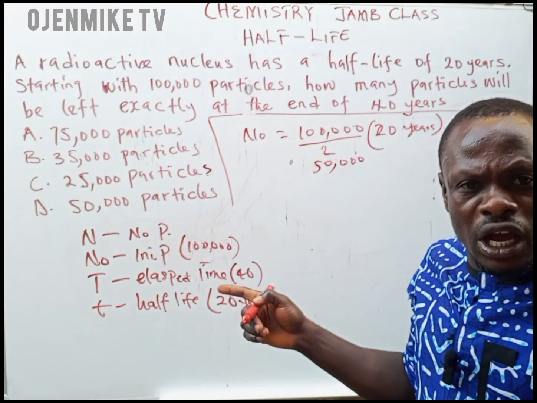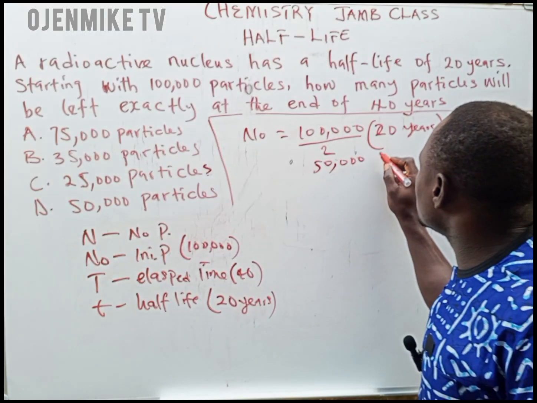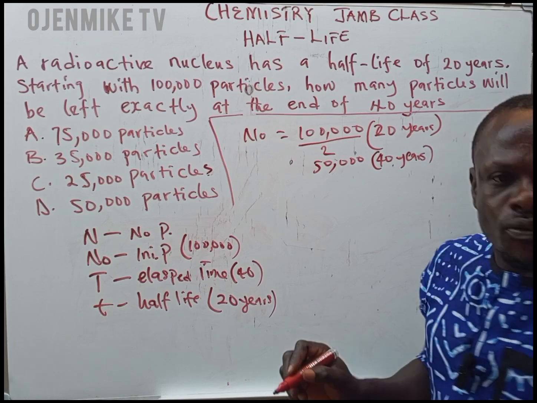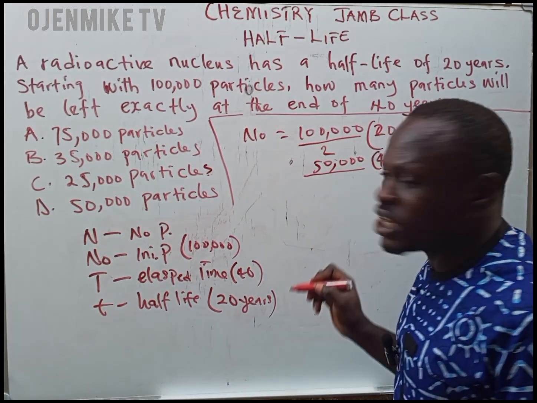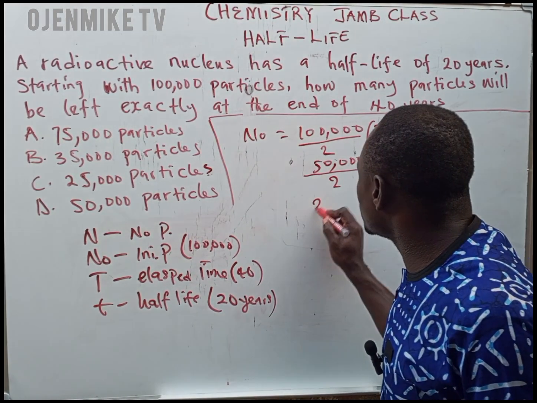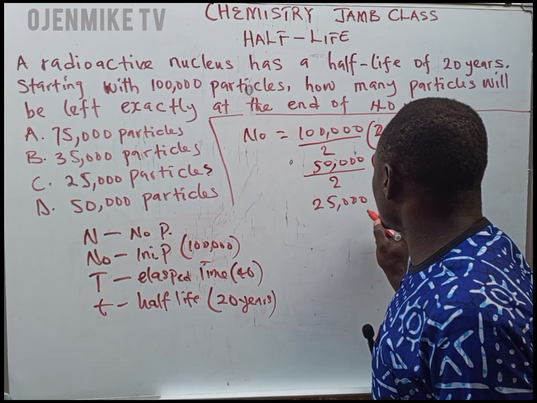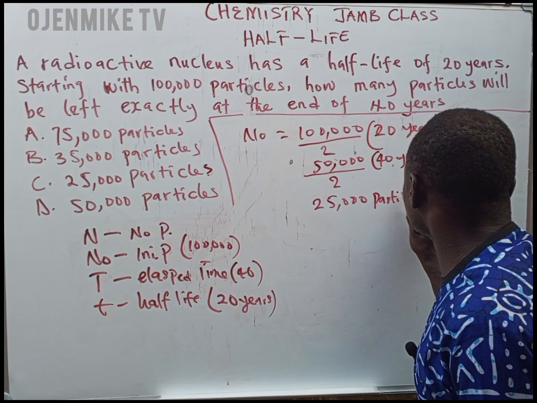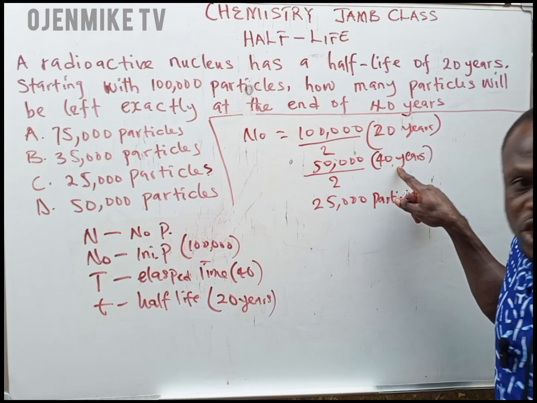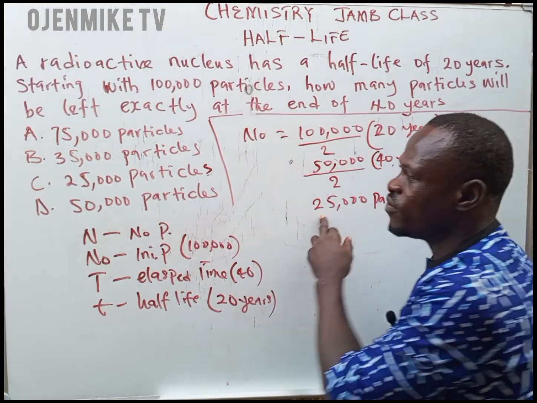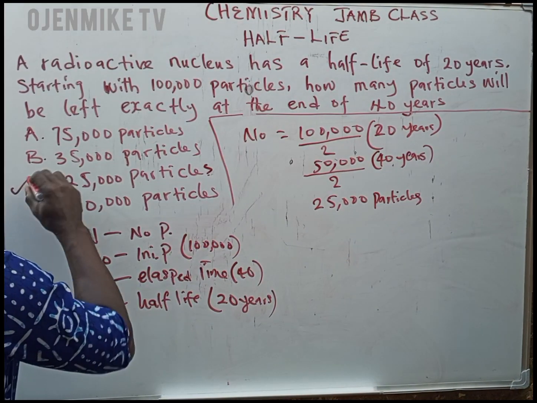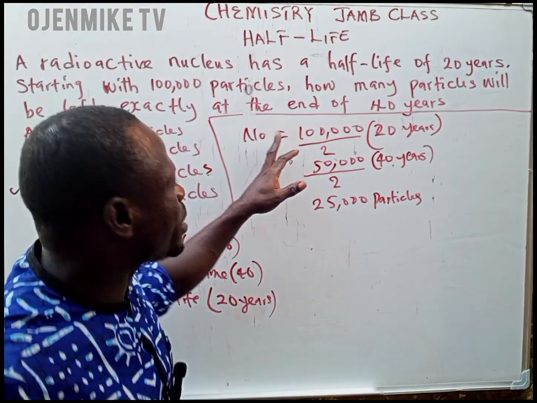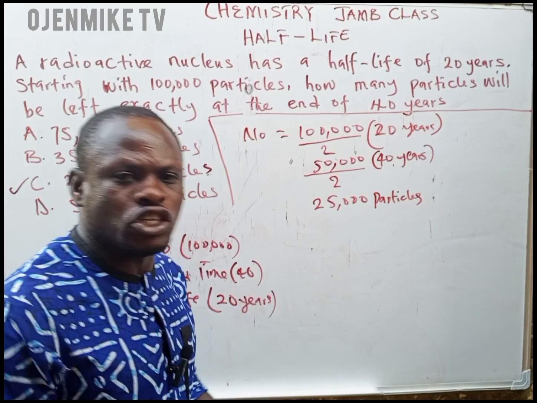It reduces again at 40 years. At 40 years, you divide this again by 2, which gives you 25,000 particles. Do we have any other years again? No. So our answer is 25,000, and our correct option is Option C. Do you get that? This is without using a calculator. If you are given a number of particles like this, divide it by 2 for the number of times it undergoes decay.